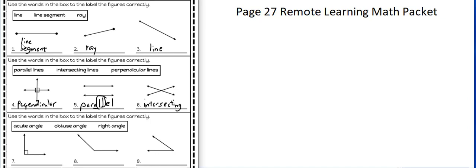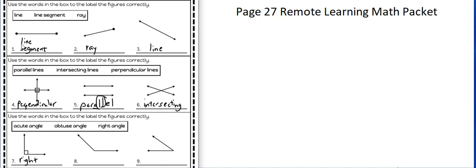All right, so now for number 7, if you look here, this angle, it's 90 degrees, okay? That's what that little box in the corner means. It means it's 90 degrees. So that is a right angle. Okay, a right angle is a 90-degree angle.